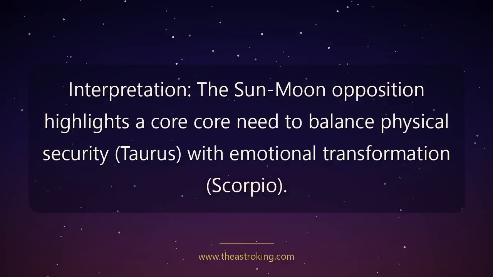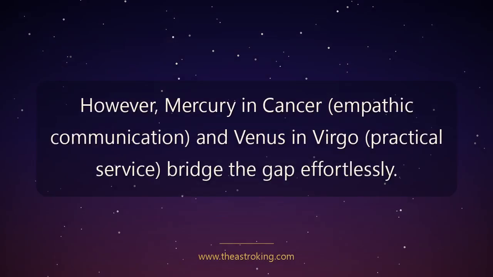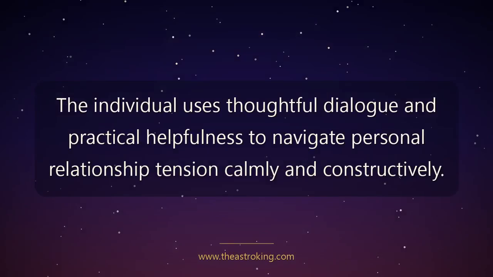Interpretation. The Sun-Moon opposition highlights a core need to balance physical security, Taurus, with emotional transformation, Scorpio. However, Mercury in Cancer, empathic communication, and Venus in Virgo, practical service, bridge the gap effortlessly. The individual uses thoughtful dialogue and practical helpfulness to navigate personal relationship tension calmly and constructively.